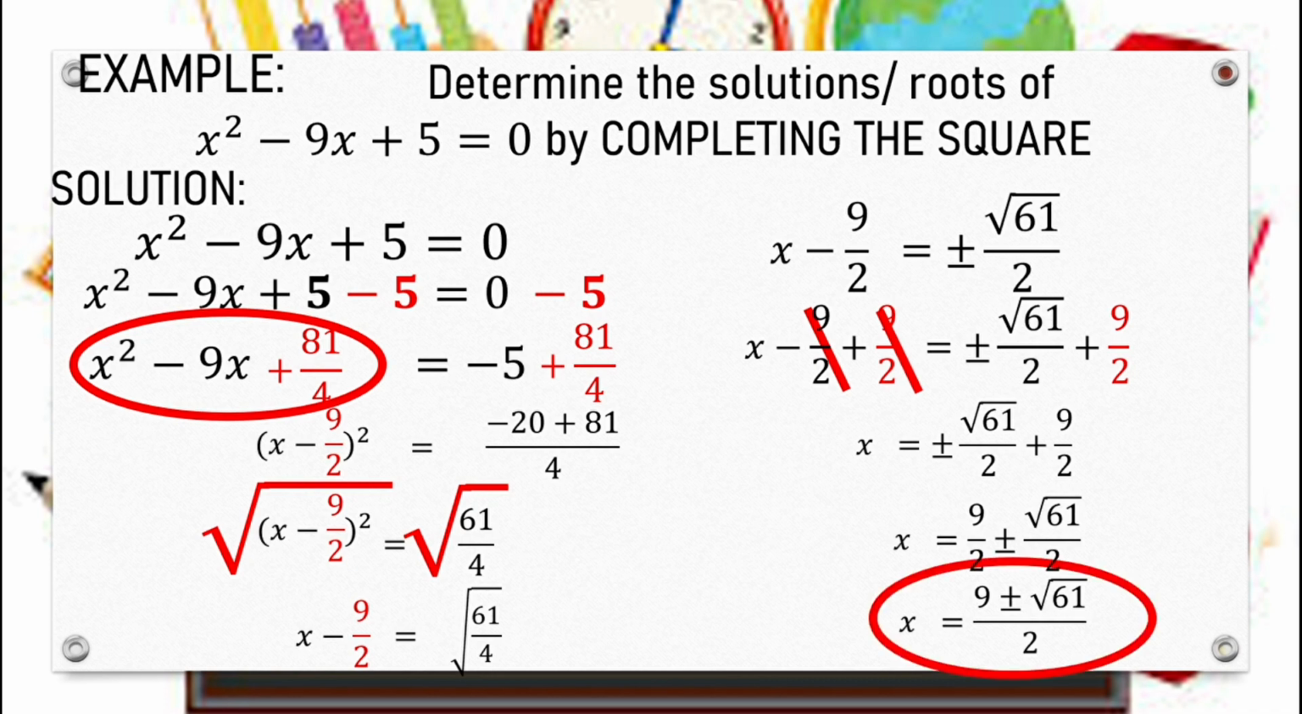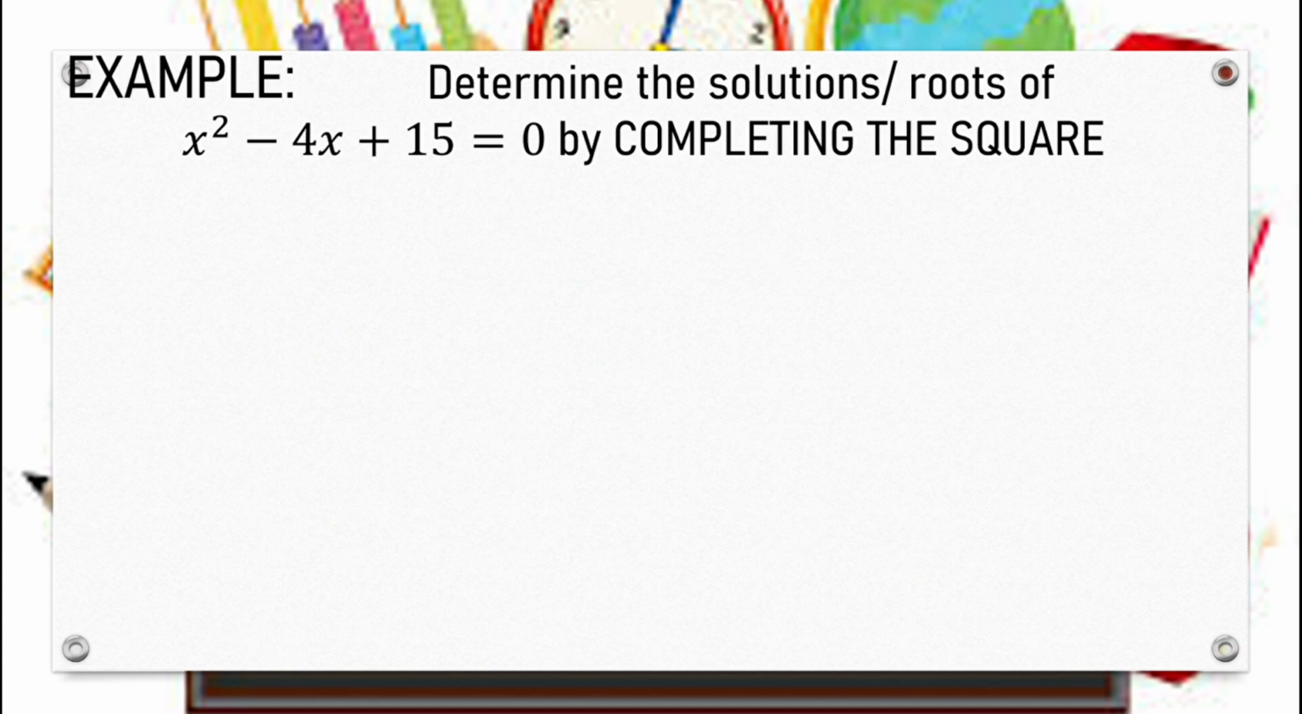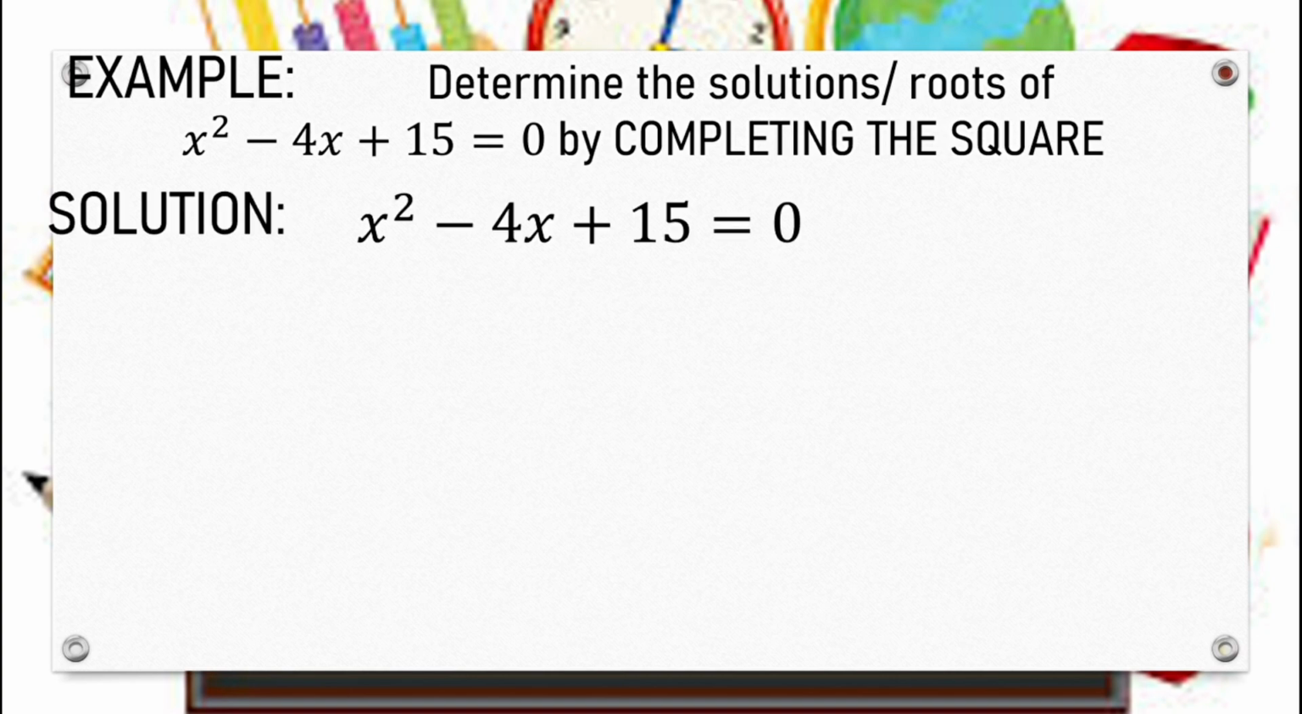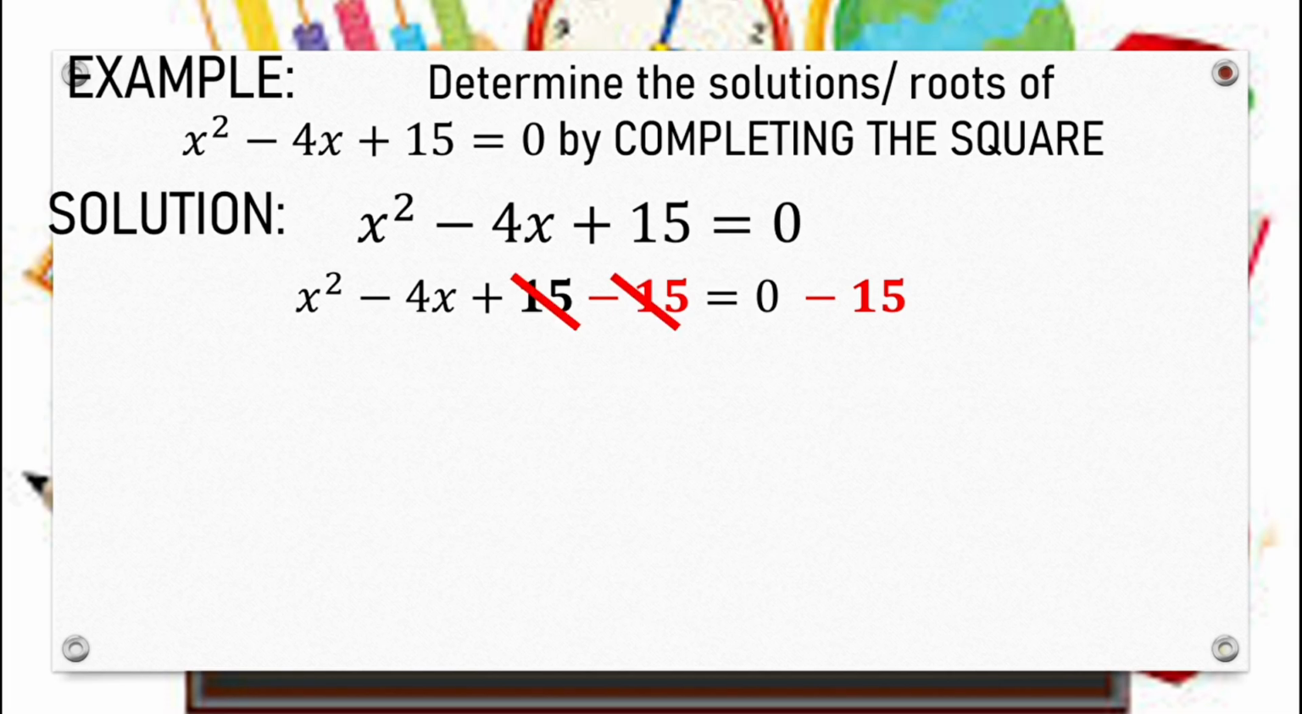Let's have another example. Let's determine the solutions or roots of x squared minus 4x plus 15 equals 0 by completing the square. The equation given is x squared minus 4x plus 15 equals 0, where a is equal to 1. So we will need to write the terms with variables on the left side of our equation and the constant on the right side. So using the subtraction property of equality, we will subtract both sides by 15 to eliminate 15 on the left side of our equation. This leads us to x squared minus 4x equals negative 15.